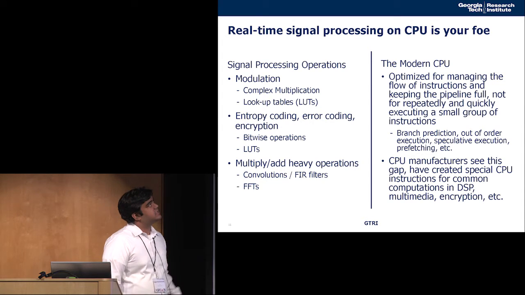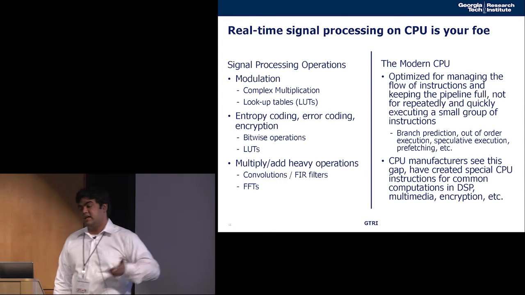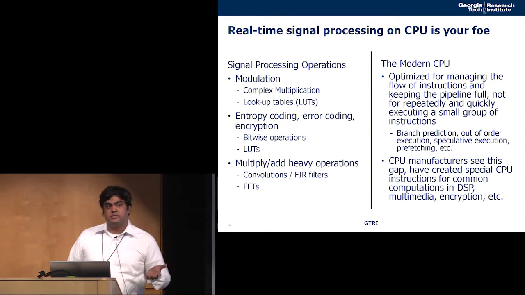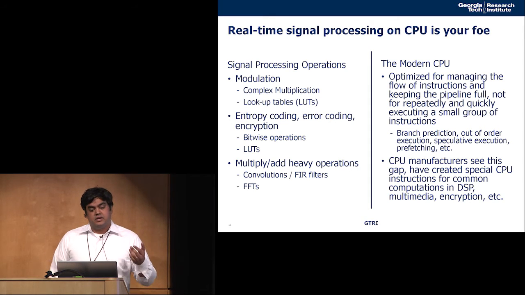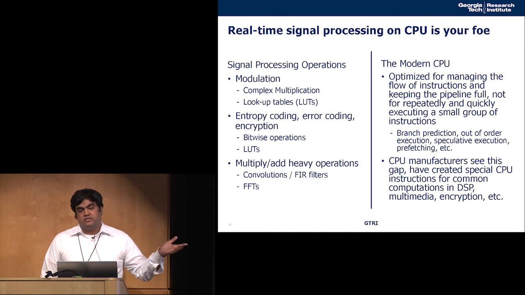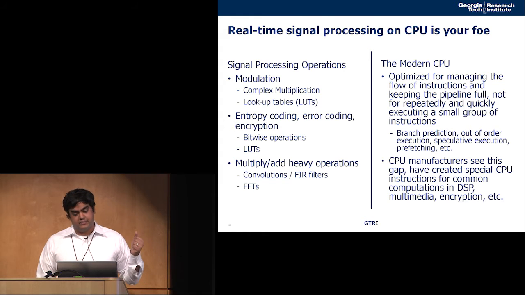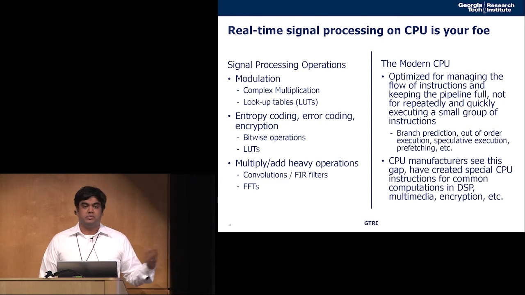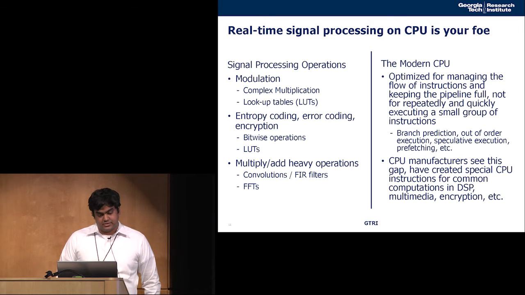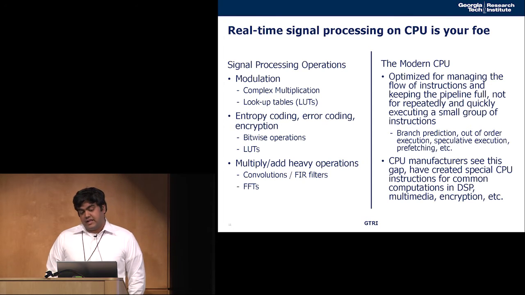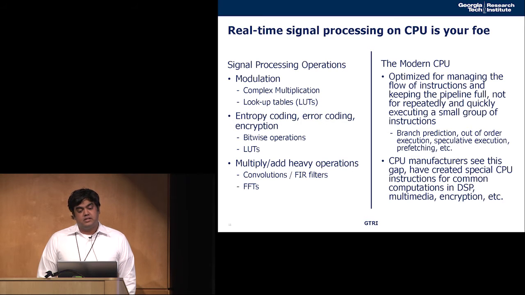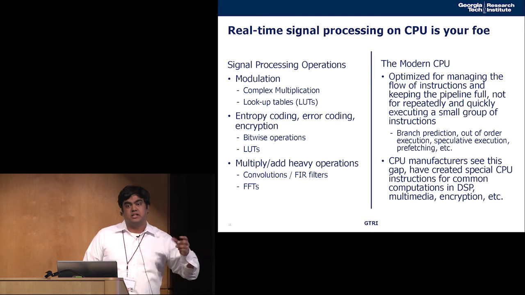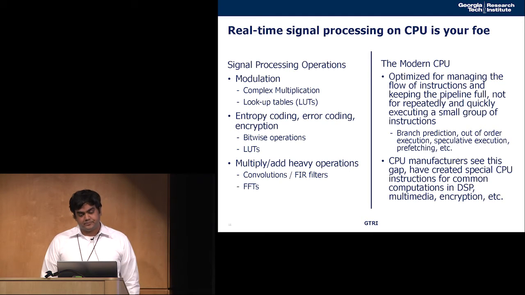So the real-time signal processing operations we're talking about are things like modulation. This is multiplying by some complex exponential. Also, this may involve lookup tables in certain cases. We're talking about entropy coding, error coding, and encryption. And these operations are kind of heavy on bitwise operations, and again, lookup tables. We also have the classical multiply-add heavy operations. So these are your convolutions and FIR filters and IIR filters and FFT calculations. So these are tons of multiplications and additions.